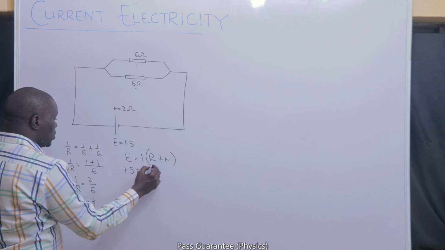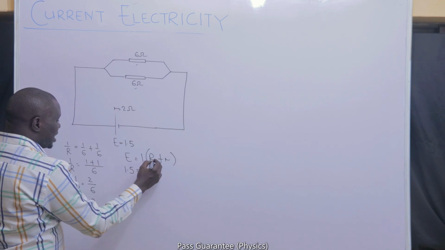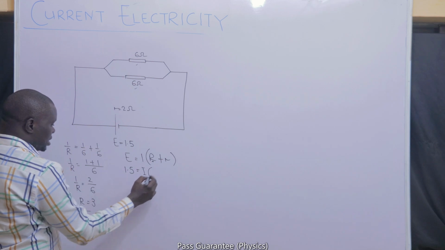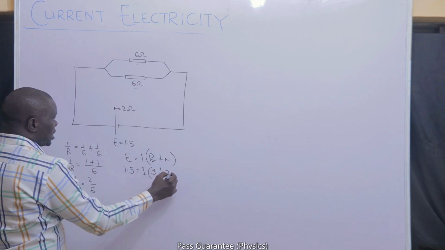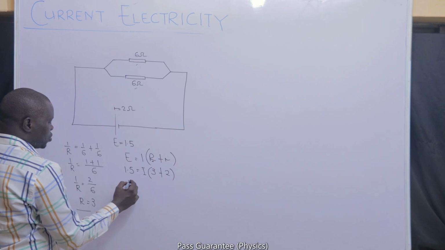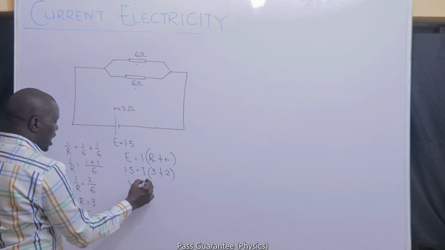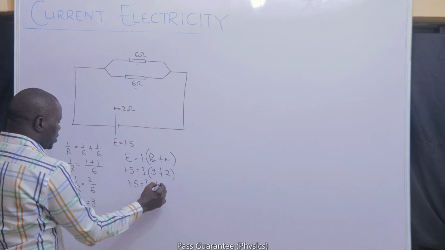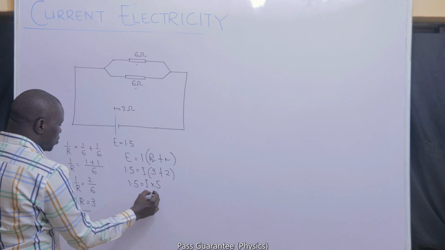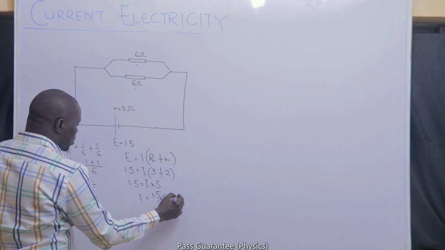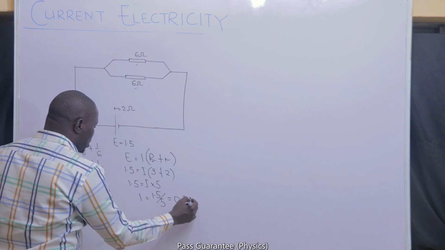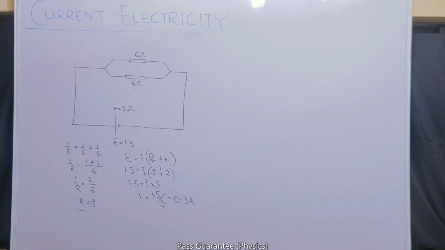We don't know the value, but we know our total external resistance is 3, and the total internal resistance is 2. That means 1.5 is equal to I multiplied by 5, and my I will definitely be 1.5 divided by 5. That should be 0.3 amperes. If that is the case, we have to find the terminal potential difference of the circuit.